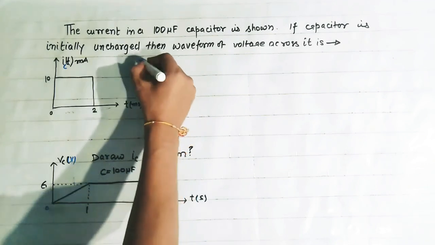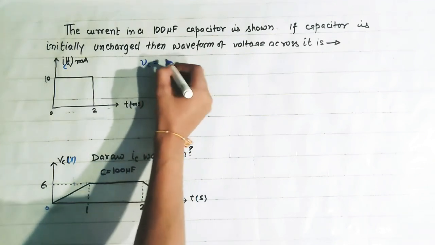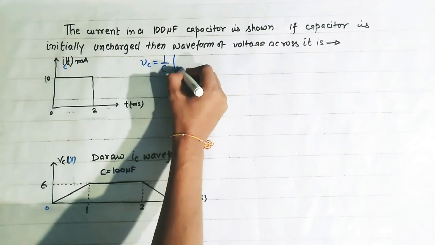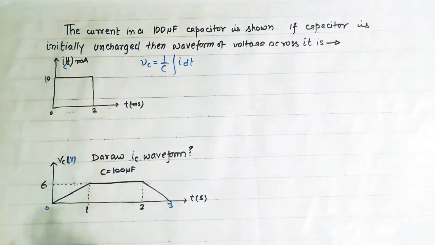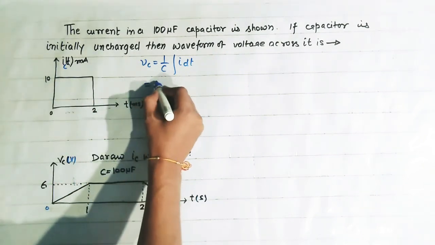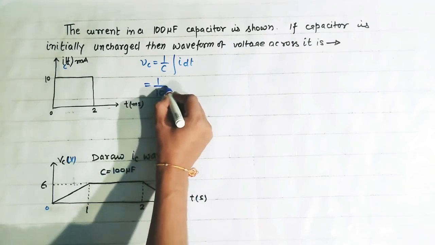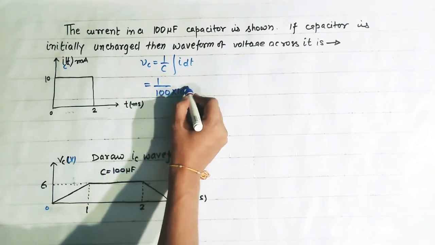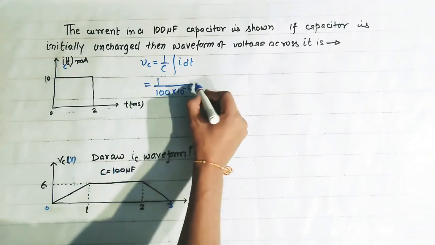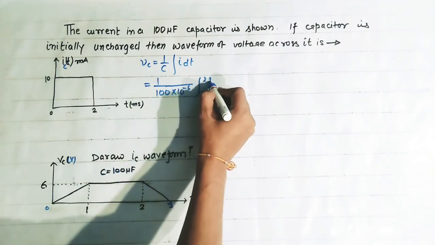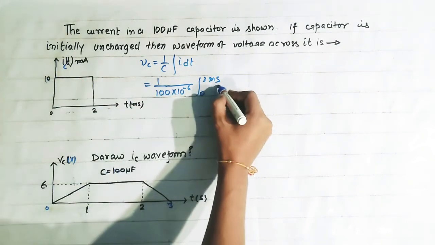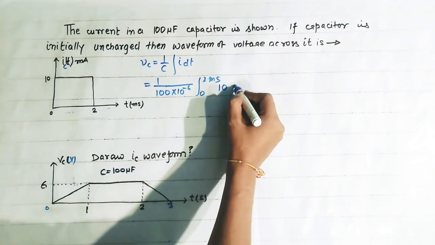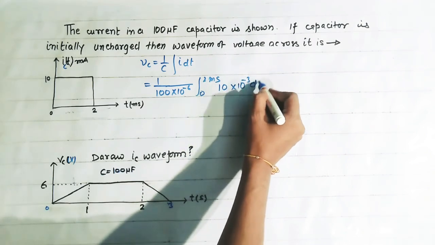So this is very simple. We know that capacitor voltage is equal to 1 upon C integration of i dt. Here the current is constant and that is equal to 10 milliampere. So we can write 1 upon C is equal to 1 upon 100 into 10 to the power minus 6, integration 0 to 2 millisecond. And what is the current? That is 10 into 10 to the power minus 3 dt.